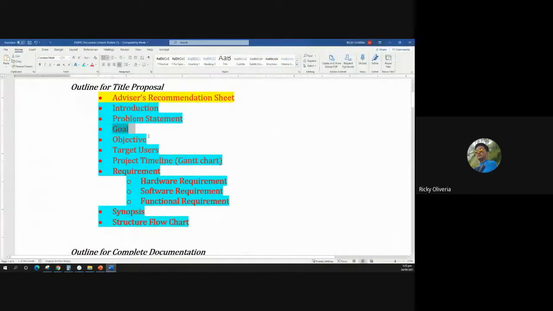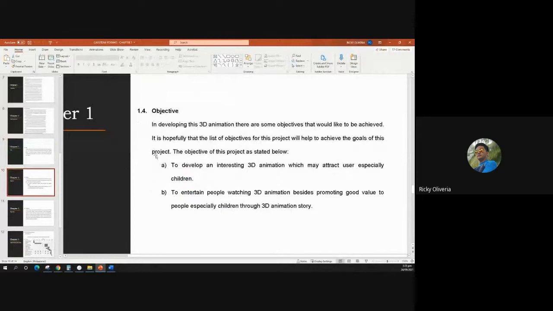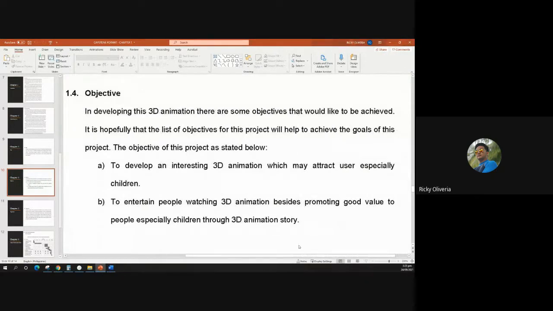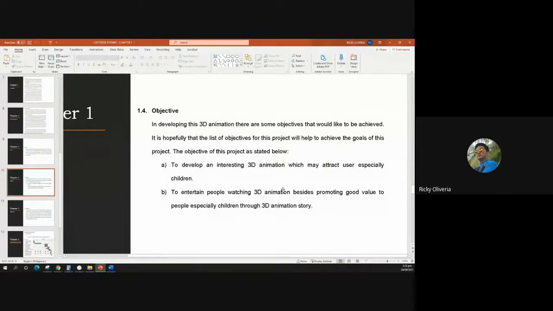Let's move on. Moving forward. Dami-dami itong mga gagawin nyo. Now comes objective. So let's see. Yeah. So in here, stated on our example, in developing this 3D animation, there are some objectives that would like to be achieved. So, yeah, no? So, in-itemize lang naman niya A and B.